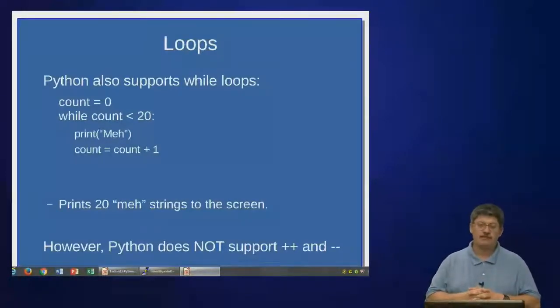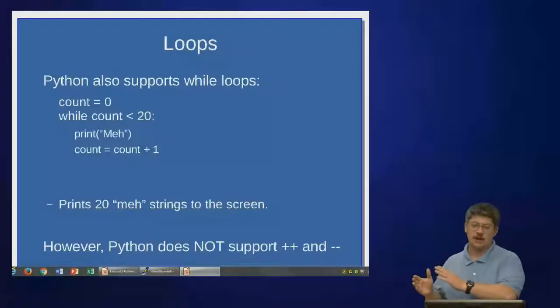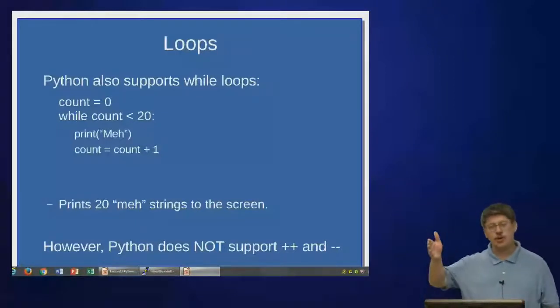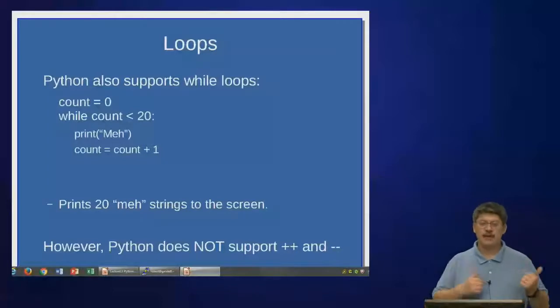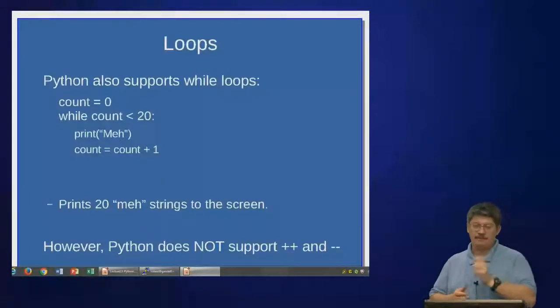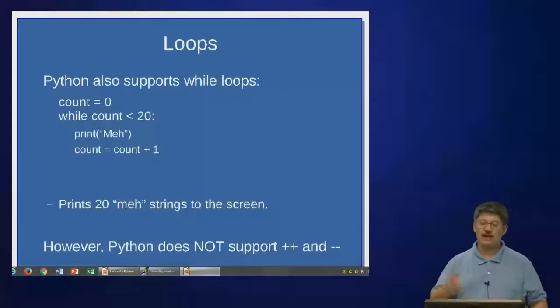So here I've created a variable named count. It's just a number, and I've set it initially to 0. Then I say while count is less than 20. And notice the syntax here. I just put a colon at the end, and then I tab over the contents of the loop. If you go back to the previous slide, you'll notice that I did the same thing with the for loop. So I tab over, and I'm going to print meh. And then I'm going to set count equal to count plus 1. This will add 1 to the count.